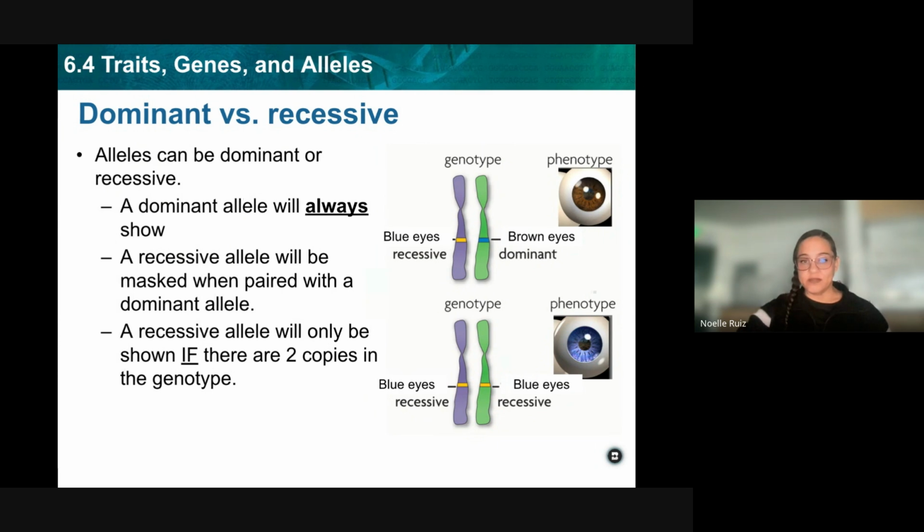The only way for a person to get blue eyes is to get 2 recessive alleles, one from each parent. Now, that doesn't necessarily mean both parents have to have blue eyes. They just have to have the recessive allele. I have 2 brown-eyed parents. I have a sister with blue eyes. We'll talk about how that happens. But right now, we're just talking about dominant versus recessive. A dominant allele will always show. To get the recessive allele to show, both parents have to give it.